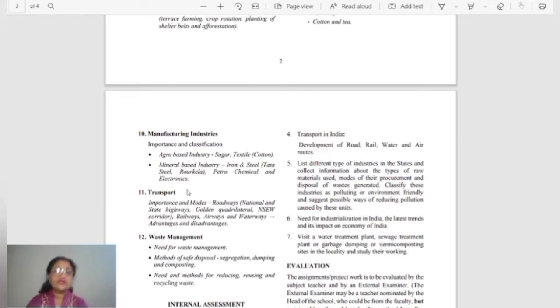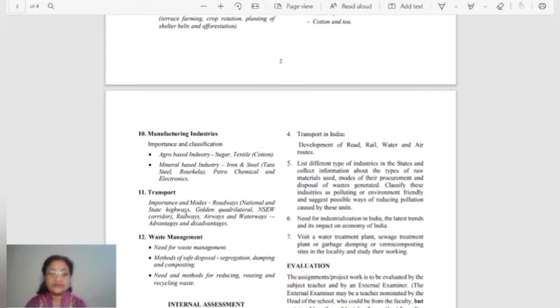Now let's talk about transport. The next unit is transport. You can see here importance and modes of transport. Roadways, state highways, golden quadrilateral, north-south and east-west corridors, then national and state highways. All these are there in the syllabus. But one thing is there, the district roads and rural roads. These two topics are not there in the syllabus this time.